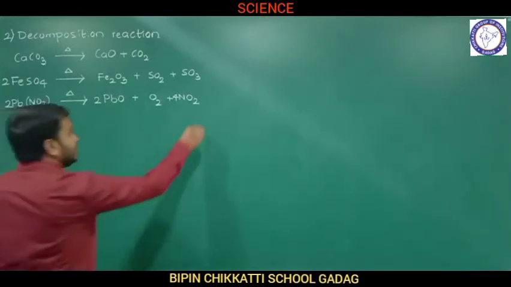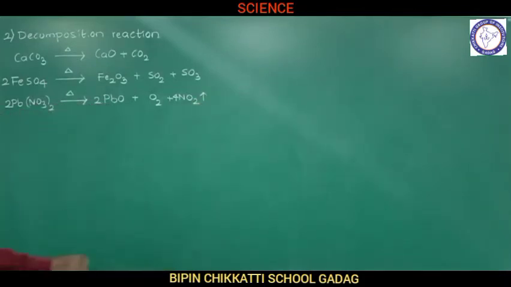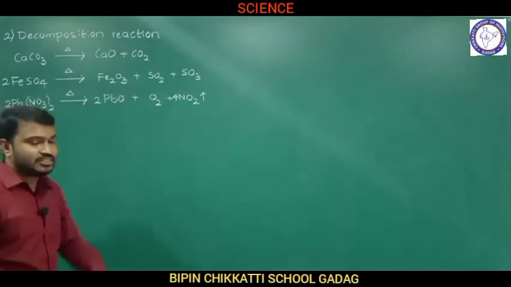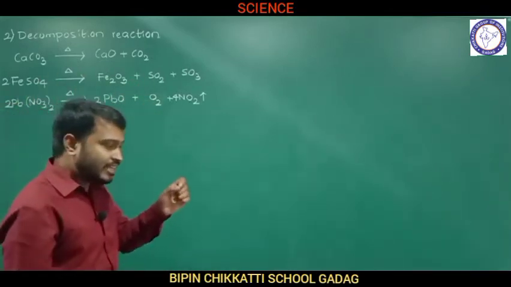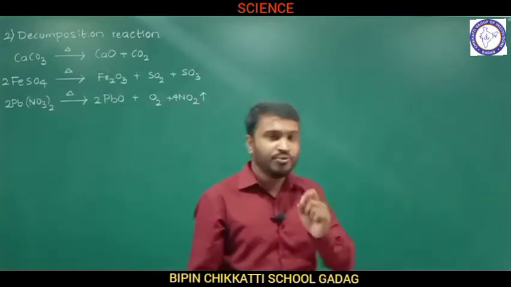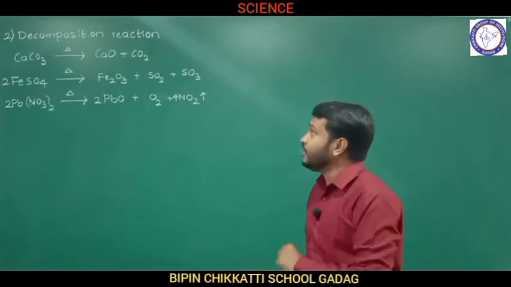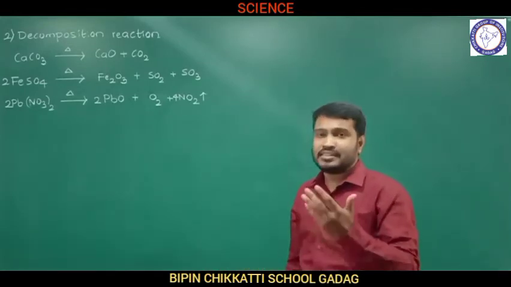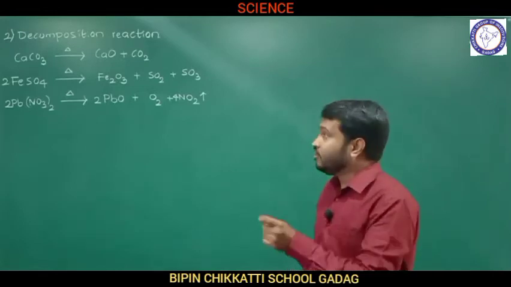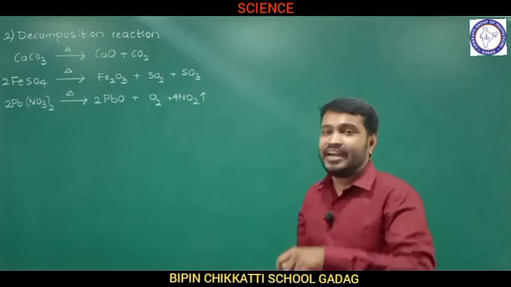And remember, in this case nitrogen dioxide gas is released, which has a characteristic property: brown fumes we are going to get here. In case of the previous reaction, sulfur dioxide has a characteristic, unique odor, whereas in the first reaction carbon dioxide, a colorless, odorless gas, is going to be released. This is how the chemical change involved in a chemical reaction can be identified.